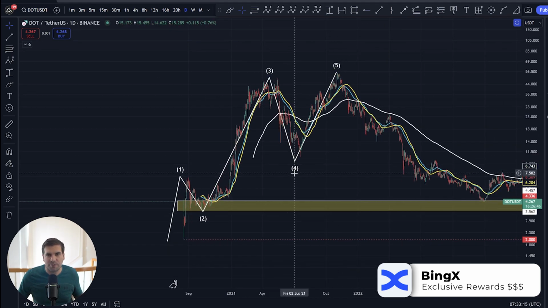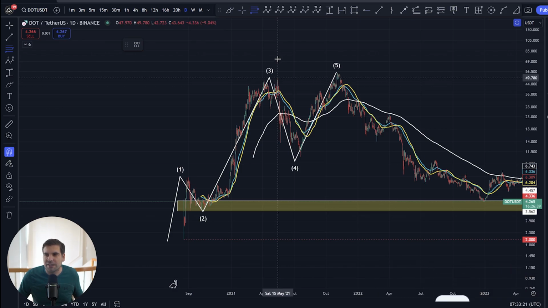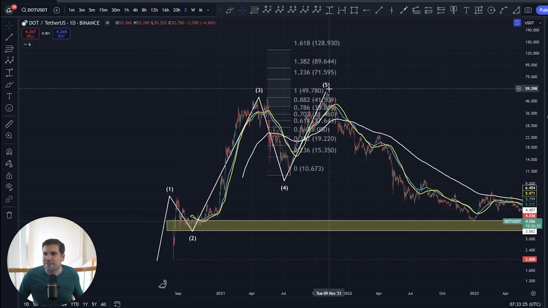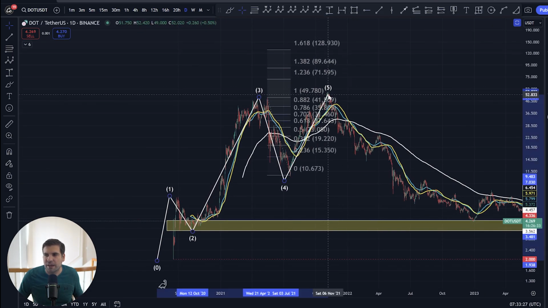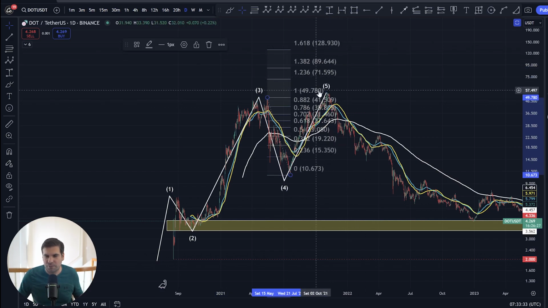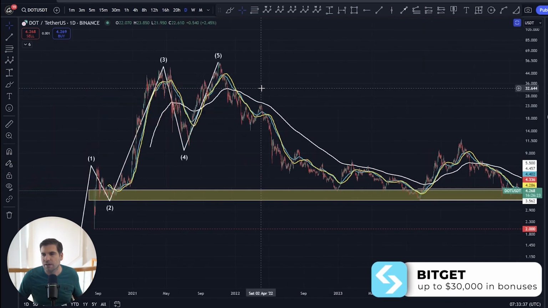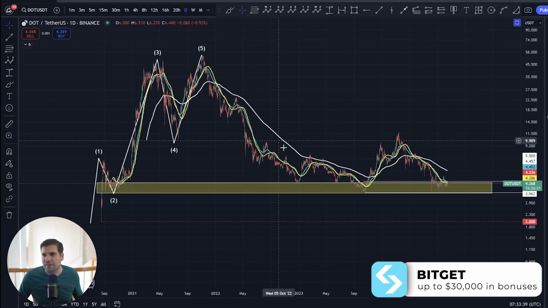Now, because of the depth of wave 4, our wave 5 should have actually gone up significantly further. However, the market did take a bearish turn towards the end of 2021. And so we actually truncated that 5th wave, falling short of its actual target between $71 and $128. So we know we had a 5-wave movement, and the 5th wave just fell short of its end target. We then started to see a bear market, and this bear market was very aggressive for Polkadot.